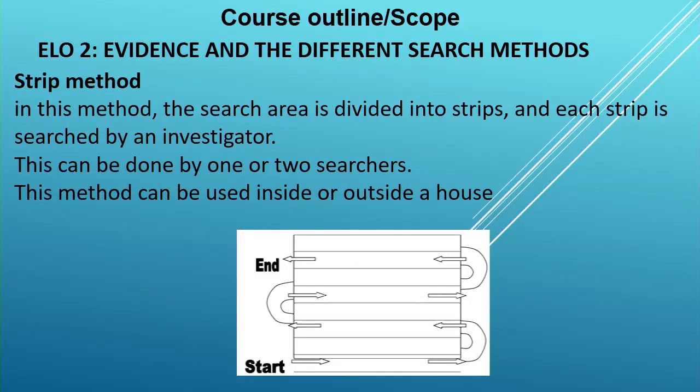A strip method. In this method, the search area is divided into strips, and each strip is searched by an investigator. This can be done by one or two searchers. This method can be used outside or inside a house.